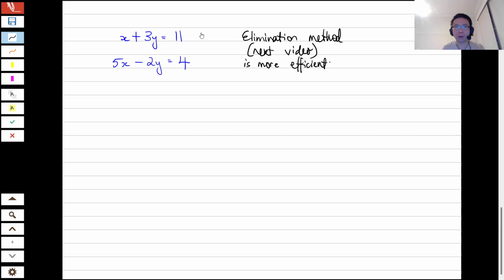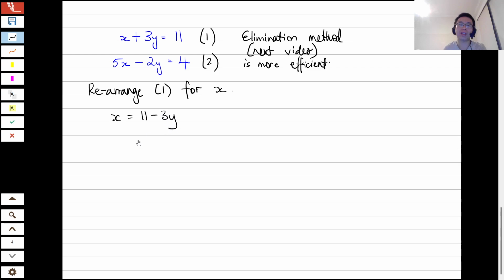So I'm going to call this equation 1 and equation 2. And it's not immediately obvious what we should do, but our basic approach has been to rearrange one equation for one variable and substitute this into the other equation. What I'm seeing is that equation 1 has x by itself. So I'm going to start by rearranging equation 1 for x. If I do that, I get x equals 11 minus 3y. What I've done here is I've taken away 3y from both sides.